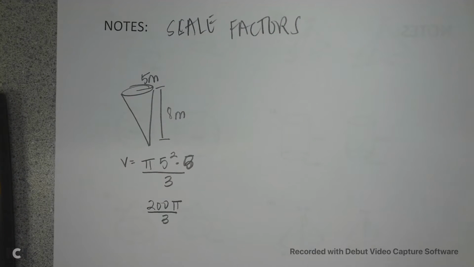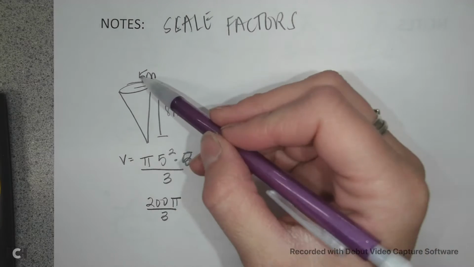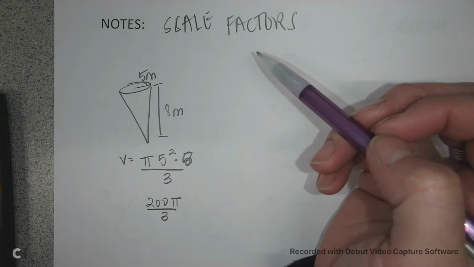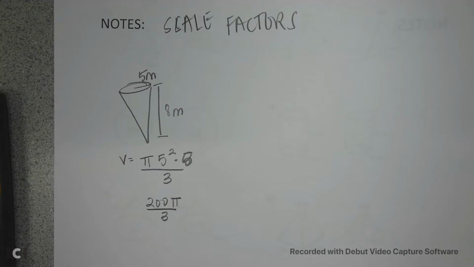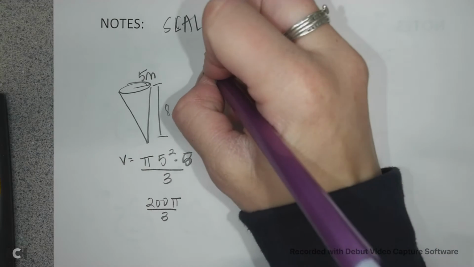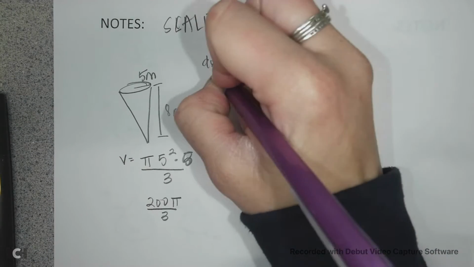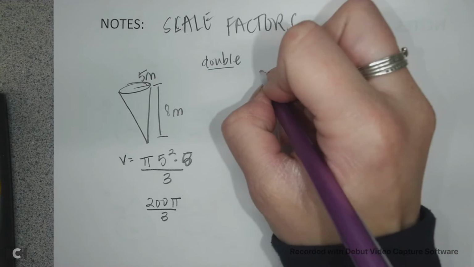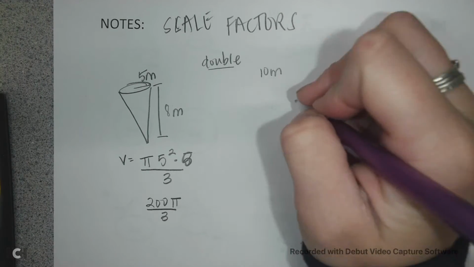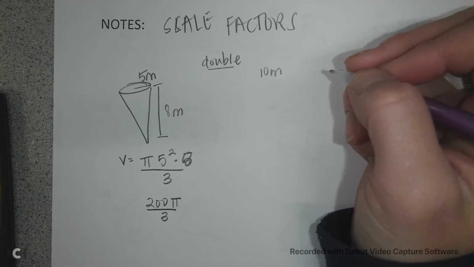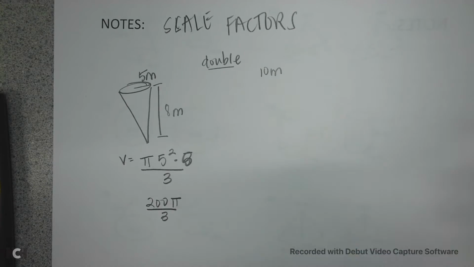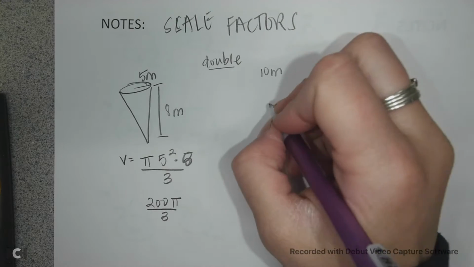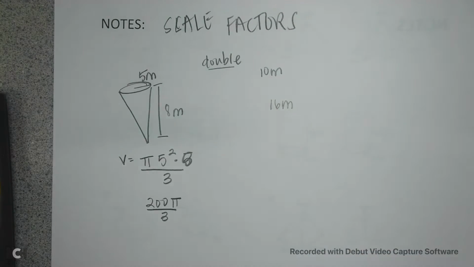Alright, so now I want to double these items. So I want the volume to double, okay? So that will be my scale factor of 2. So we're going to double, and we're just going to look and see what happens. So that means that now my radius is 10 meters. Okay, so we're going to double my measurements first: 10 meters and 16 meters, and we're going to see.